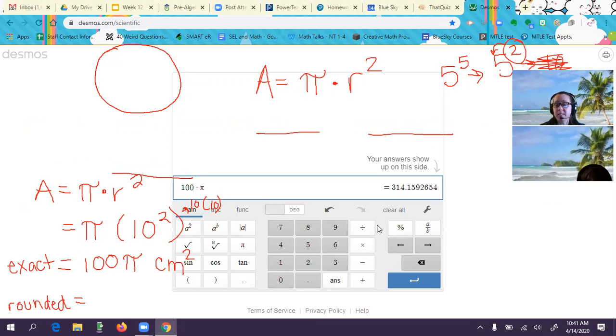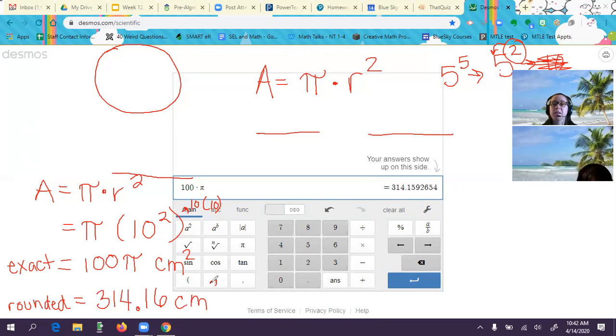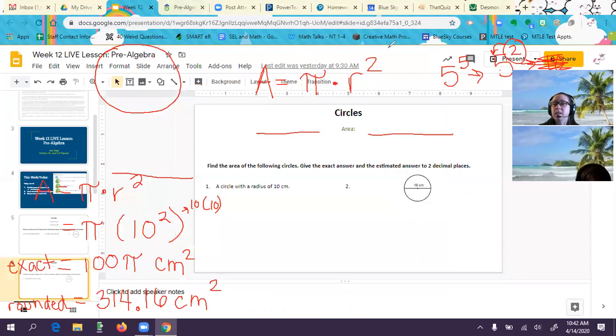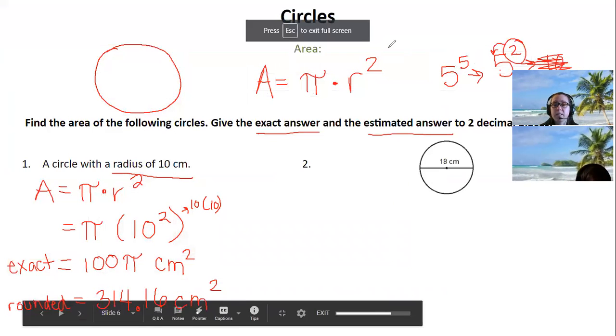What would that be, friends? 314 point what? Yes, boom, Isaiah. I know what you meant. You put an extra decimal in there, but you rounded it correctly. Very good. 314.16 centimeters squared. Nice. That was nice. Good.